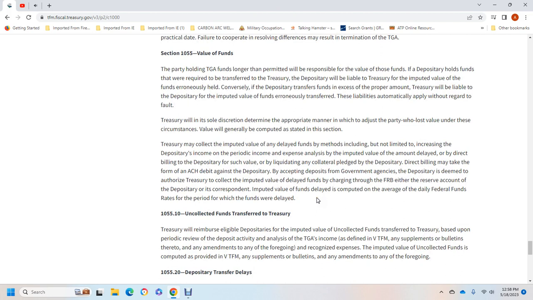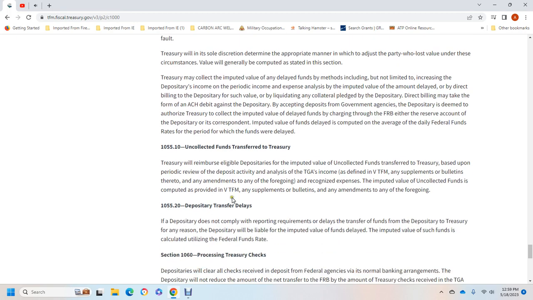Treasury may collect imputed value of delayed funds by methods including but not limited to increasing the depository income, periodic income to expend with the analyst imputed value with the amount delayed, or by direct billing the depository of such value and liquidation of the collateral pledged by the depository. Direct billing may take the form of an automatic clearinghouse debit against the depository. By accepting deposits for the government agency, the depository is deemed to authorize Treasury to collect the imputed value of the delayed funds. The Treasury and the Federal Reserve Bank keep the reserve account depository with the corresponding imputed value of the funds delayed with the computed average daily federal funds rates for the period in which funds were delayed.